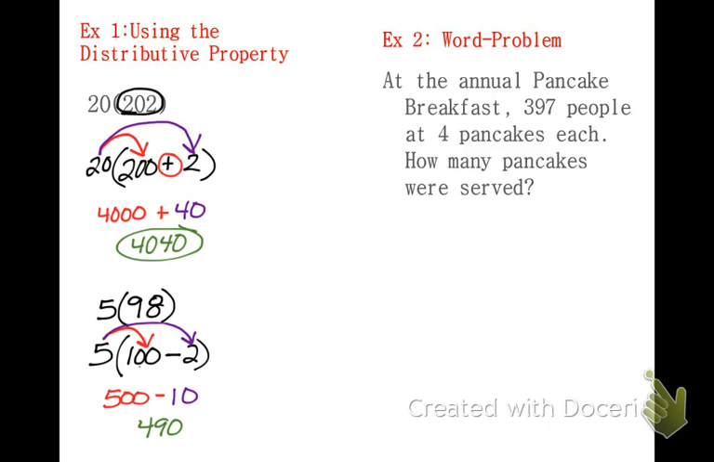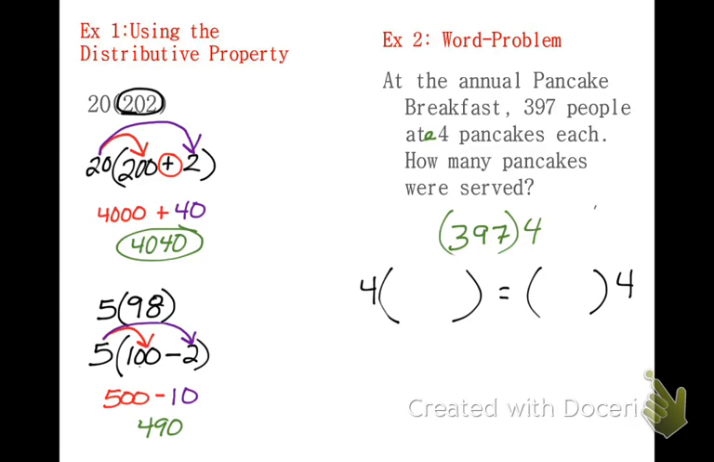Let's look at this one. Word problem. At the annual pancake breakfast, 397 people ate 4 pancakes each. How many pancakes were served? Well, I have 397 times 4. Now, some of you like to have the number on the outside in front, so we'll put the 4 over here. You can leave it on the other side. I'll do it both ways so you can see. Let me give myself some space. 4. And then over here, equals, because they're the same thing.